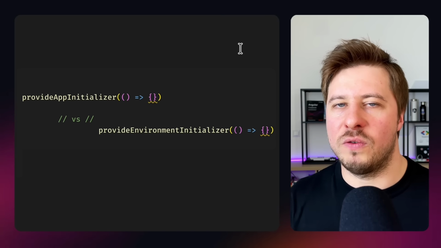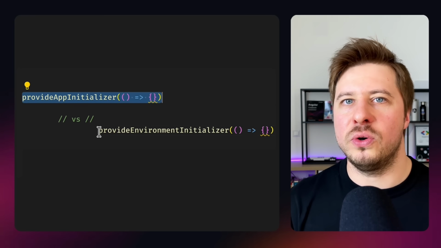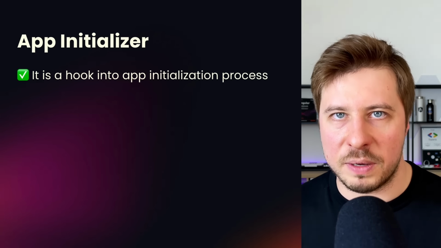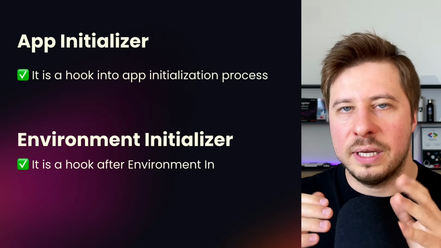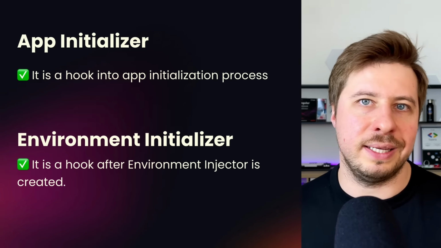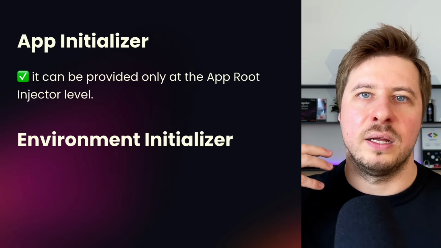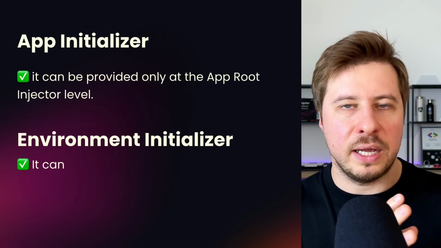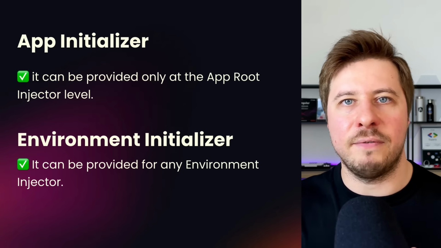If you have worked with Angular for a while, you might have also encountered AppInitializer, and you might be curious about the difference. Well, despite the naming similarity, those two are quite different things. The AppInitializer is a hook into the application bootstrapping process, while the Environment Initializer is a hook that is executed when the environment injector is created. Because of that, AppInitializer can be provided only for the root environment injector, while the Environment Initializer can be provided for any environment injector on every level.